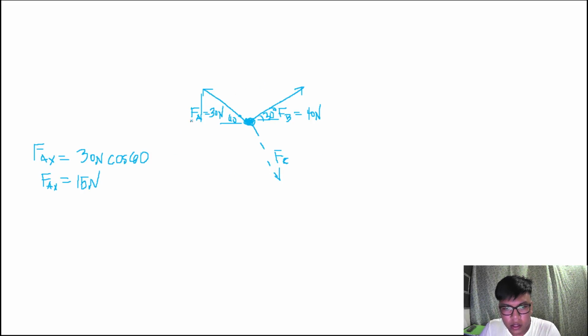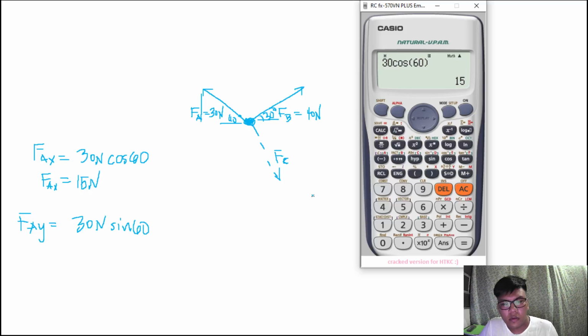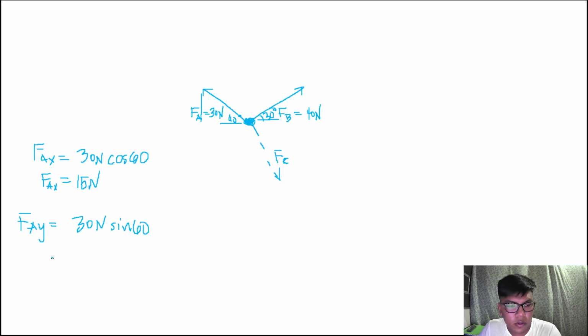Pwede ganito, kunin mo muna yung components sa lahat, ano? Disregard mo muna yung mga sign. Then, yung ating FAY, opposite. Okay, so we have 30 newtons sine 60. Okay, so we have now 30 times sine 60. So this is equal to 25.98. So gawin na lang natin 26 newton. Okay, so yun yung FAY.